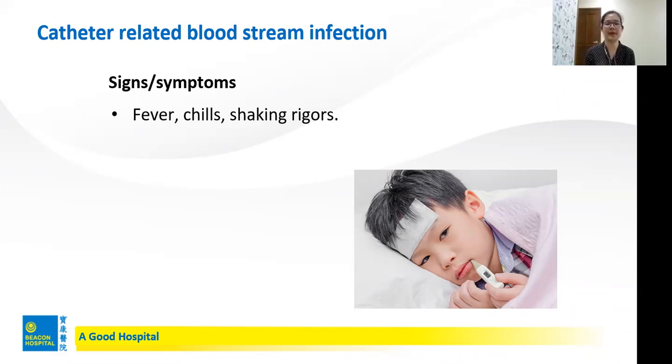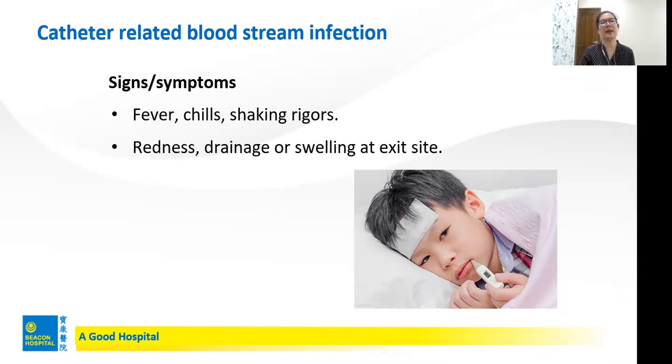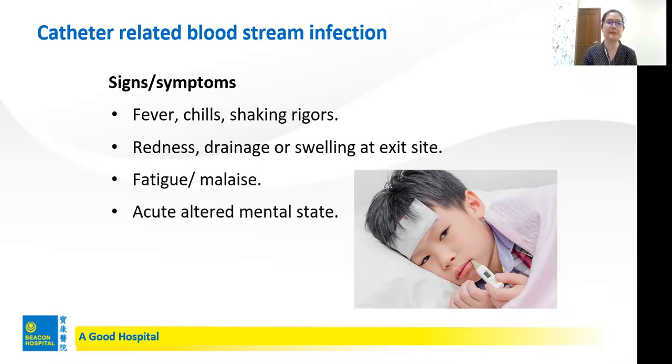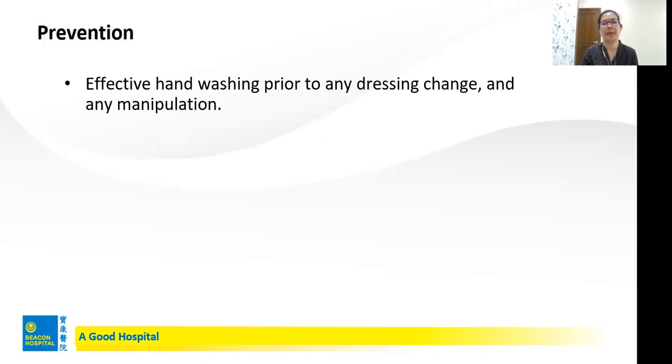fever, chills, shaking, rigor, temperature shoots up to 38, 39, 40s. Then you need to suspect this is catheter-related bloodstream infection already. Okay, and you might also observe redness, drainage, or swelling of the exit site. The other symptoms like fatigue, malaise, acute altered mental state, confusion, high fever, tachycardia, hypotension, a bit like septicemia signs, right? But this is due to catheter-related bloodstream infection.